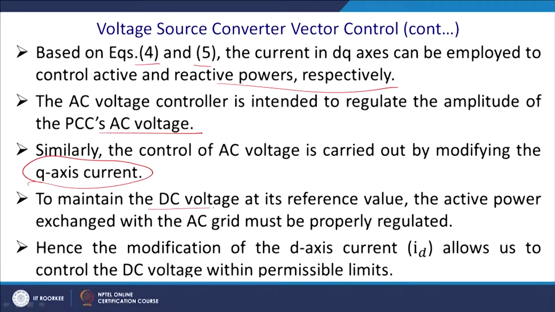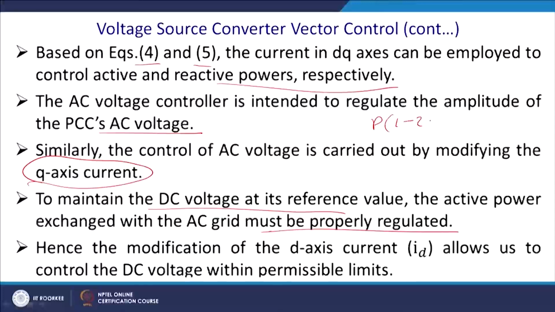To maintain the DC bus voltage at its reference value, the active power exchanged with the AC grid must be properly regulated. And please understand, I have discussed this in the classes, because there are two issues: power comes with the 2 cos omega t by 2 form. So, there will be an average power, and within that there will be a double frequency oscillation, but over a period of time this average value becomes 0.